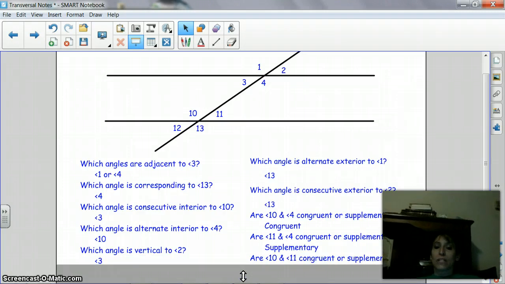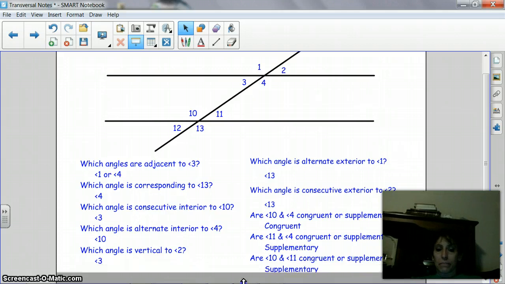Alright, the next question says, are angles 10 and 11 congruent or supplementary? Look at your angles. Do they even look the same? No, not really. One is acute and one is obtuse. So since they're not congruent or the same, they have to be supplementary.